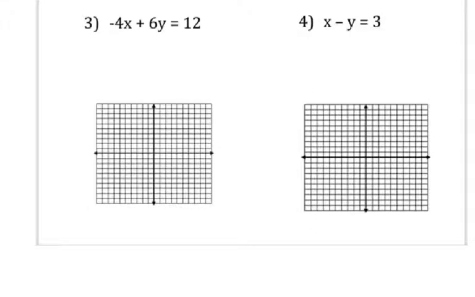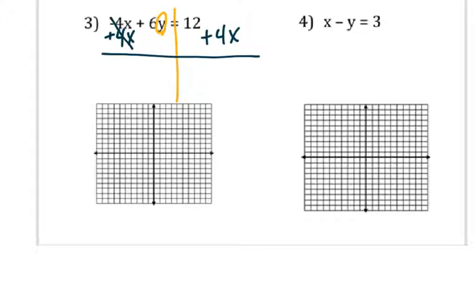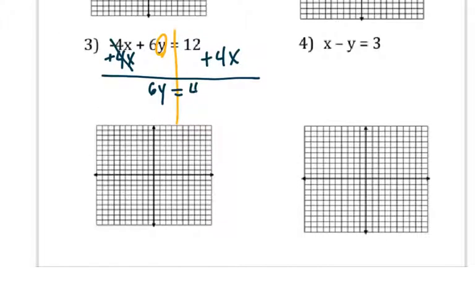Okay, let's look at these last two. So number 3, again, we need to get y by itself. To get y by itself, we start by moving the x. This time it's a negative 4x, so to undo a negative, I need to add 4x. Go to the other side, add 4x. That leaves me with a positive 6y equals, these are not like terms, so it's 4x, and then a positive 12.